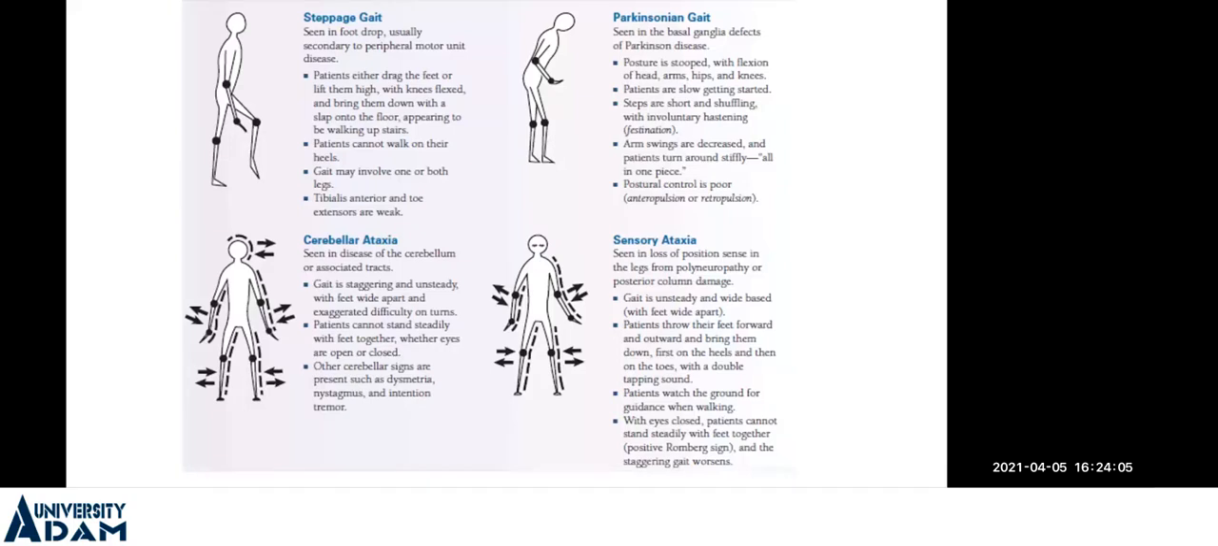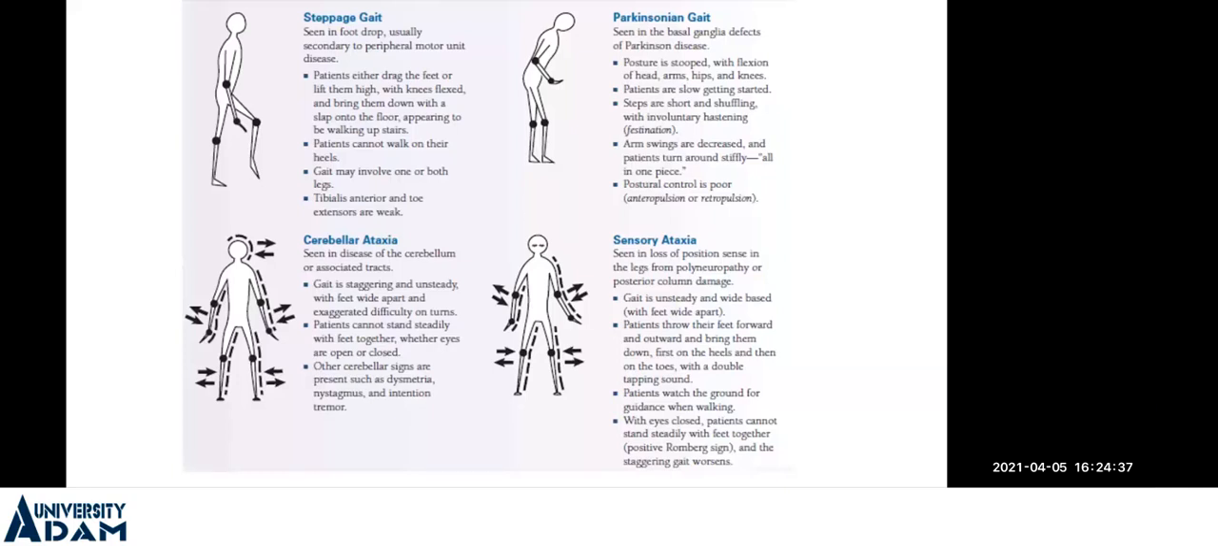Steppage gait, ma'am, is seen in foot drop, usually secondary to peripheral motor unit disease. The patient either drags the feet or lifts them high with knees flexed and brings them down with a slap onto the floor, appearing to be walking upstairs. The patient cannot walk on their heels. Gait may involve one or both legs. Tibialis anterior and toe extensors are weak.